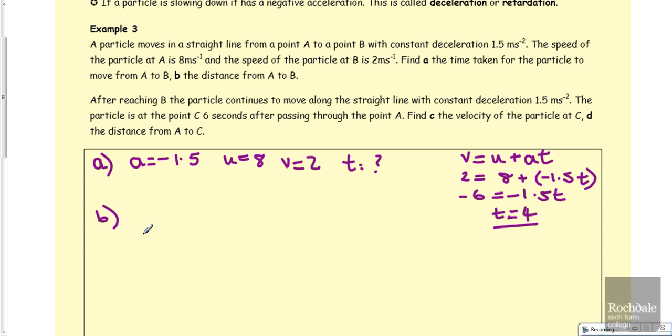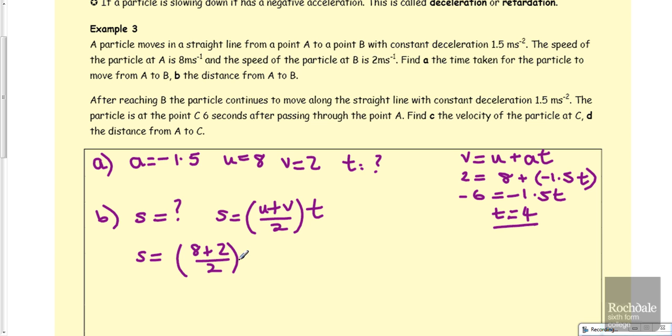Part B, we have to find the distance from A to B. So it's the same scenario, but this time we want to find distance. There's various formulae we could use. You could use s = ut + ½at². Or you could use one that's, I think, a little bit simpler in this case: (u + v)/2 multiplied by t. So if we put the numbers in the correct places, we've got u is 8, v is 2, we're going to halve it, and multiply by t, which we've just worked out.